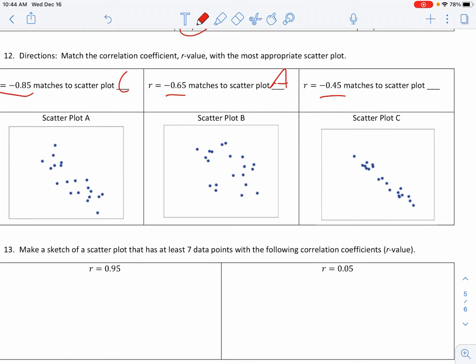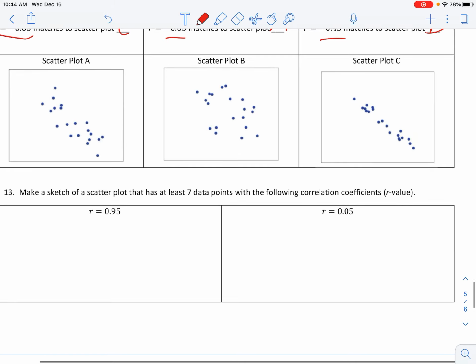And then the last one, it's also negative. And I should see, again, a negative trend, which is definitely happening here. But because 0.45 is getting even further away from -1, it's getting closer to 0, it should scatter more. And that's what plot B is doing. So I'm going to call this then letter B, okay?